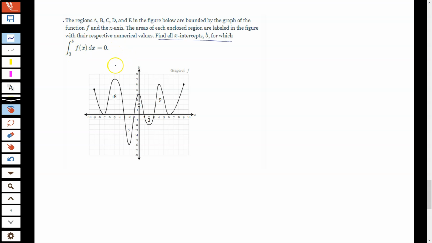Find all x-intercepts b for which the integral from 3 to b. Well, let's think about this for a second. We want the area between 3 and whichever bound to be 0. So positives and negatives should cancel each other out. In this case, you can kind of make some guesses.